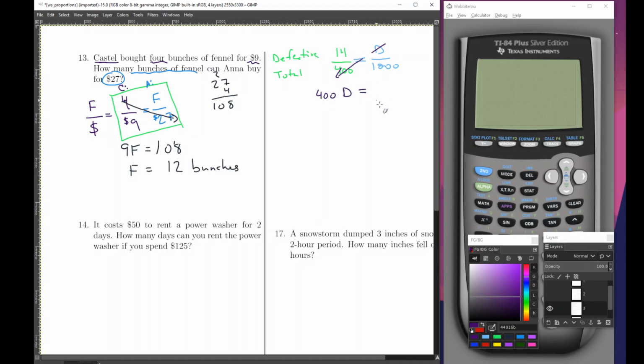400D is equal to 1, 4, 1, 2, 3. That's way too many zeros. Let's get rid of 2 zeros on this side, 2 zeros on this side. That's going to give us 4D is equal to 140, because we got rid of 2 zeros. D is equal to 140 divided by 4. 4 goes into 14 3 times with a remainder of 2. 14 minus 12. 4 goes into 20 5 times. So there should be 35 defective parts.